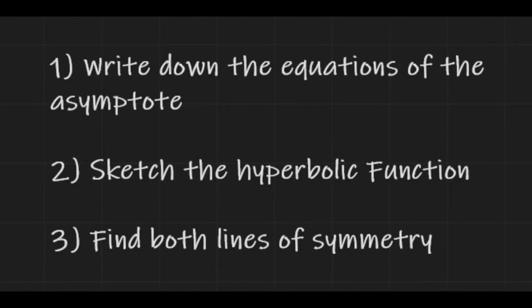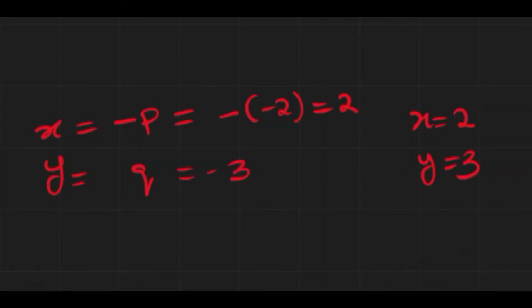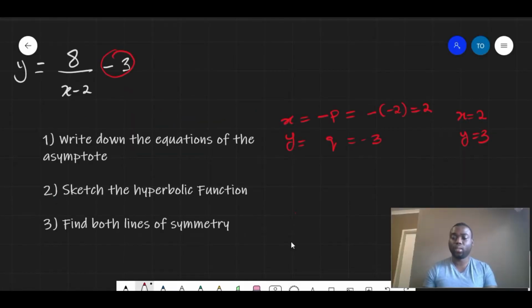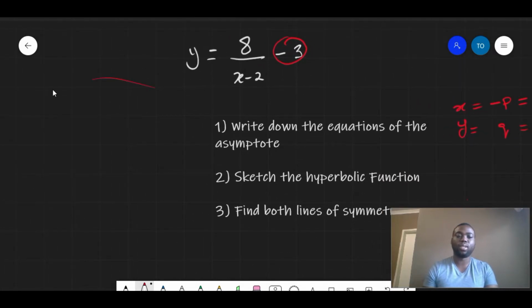Now from this here, it tells us to sketch the hyperbolic function. For us to sketch our hyperbola, we need to do a couple of things. The first step is to find our asymptote, and that's what we already got down here, which is x equals 2, y equals 3. The second step we need to take is to find our x and y intercepts. And how do we go about doing this? Literally by substituting, right? So let's do that real quick.